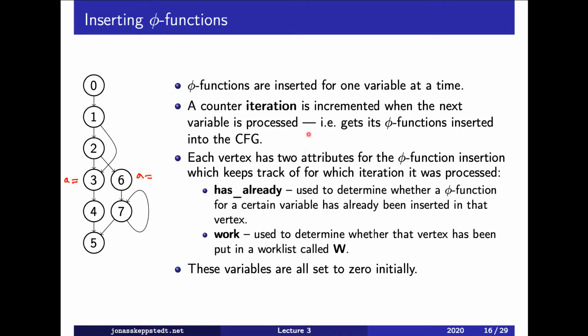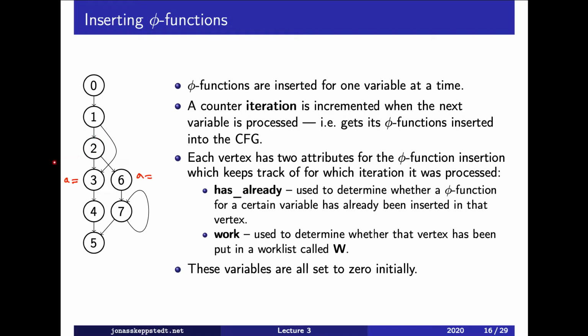And the variable iteration keeps track of which variable we are working with. It's incremented once, we increment it when we process a new variable. And to check if we already have inserted a phi function for this variable, each vertex has an attribute, has already, which is set to iteration when we insert the phi function in that vertex.